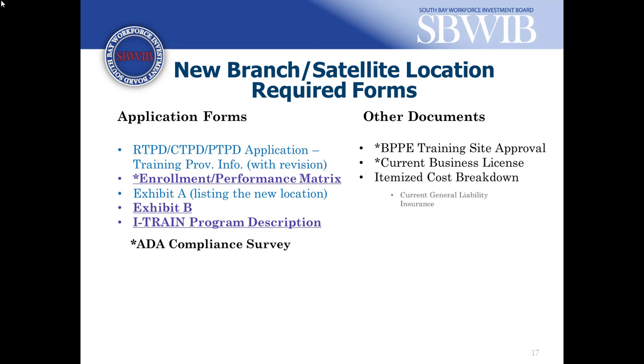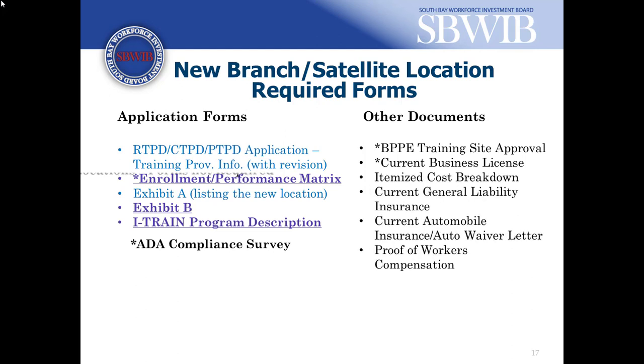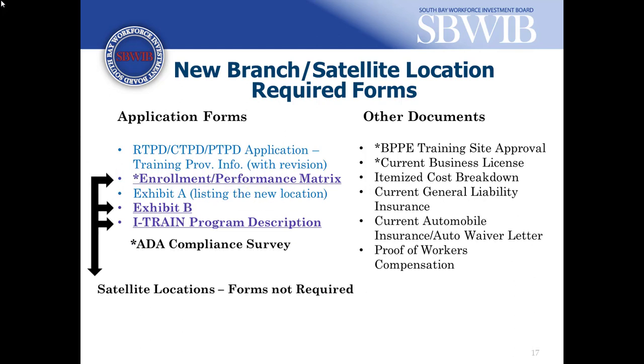Please note that when adding a satellite location, we will not need the Enrollment Performance Matrix, Exhibit B, and iTrain program description forms, but everything else applies. And last but not least, adding a new branch or satellite location requires a pre-award site visit.